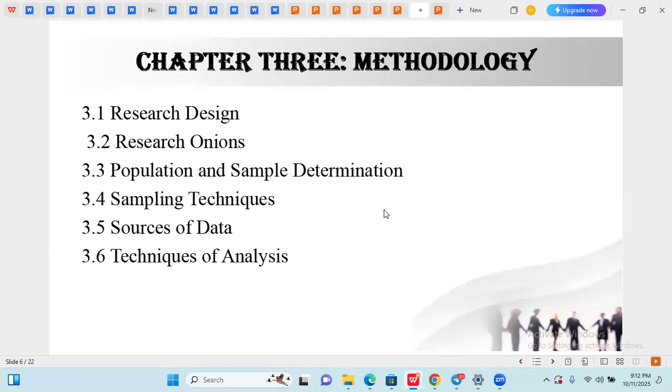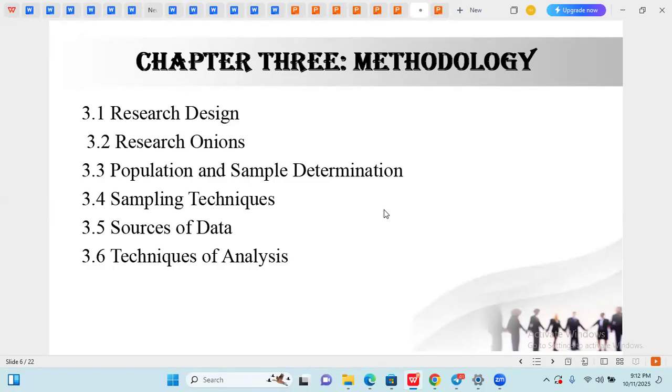Chapter 3, methodology. That's research designs, research onion. Now, in the local setting in Nigeria, in Ghana, the research onion is not always in our format. But when you get to the international level, the research onion is there. That's why you have research philosophies, we have inductive and deductive approaches, and we have research strategies. Those are all under the research onion.